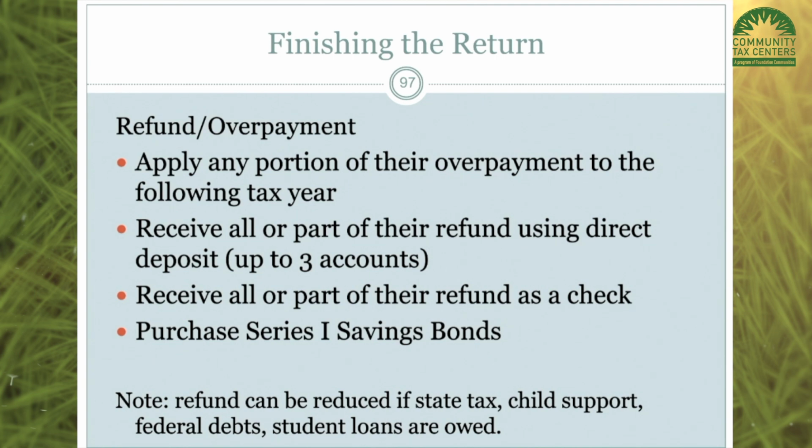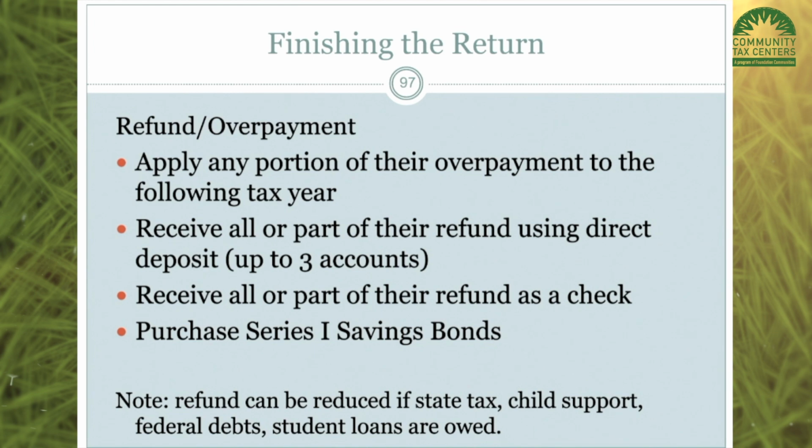So these are some options for a refund or overpayment. We've talked about they can apply any portion of their overpayment to the following tax year. So that then makes the next year that it becomes an estimated tax payment. They can receive all or part of their refund using direct deposit. They can select up to 3 accounts.